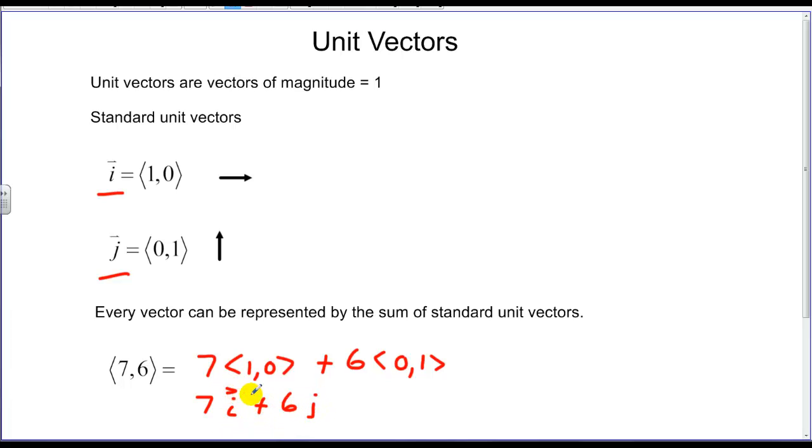And typically i and j will have these vector signs over them. In our book, they'll notate these standard unit vectors with boldface i's and j's and not use the little arrow. Other books will use the arrow for i and j. But 7i plus 6j says the same thing as 7, 6. It's just saying that i and j are these unit vectors.